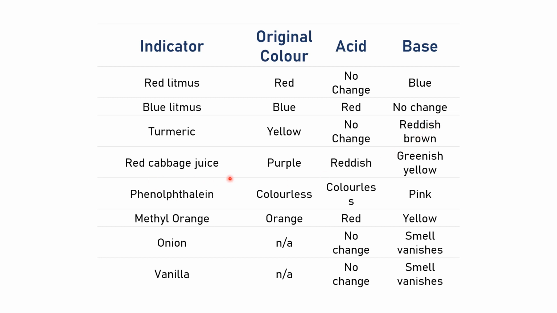Red cabbage juice is purple in original color, right? With acid, it turns reddish. In base, it turns greenish yellow. Then phenolphthalein, it's colorless. With acid, it will remain colorless, and as soon as you put base, it will change into pink, right? Methyl orange is originally orange in color. With acid, it will change to red, and with base it will change into yellow.